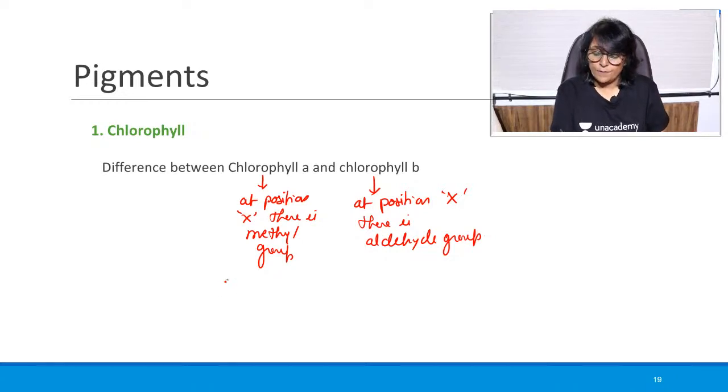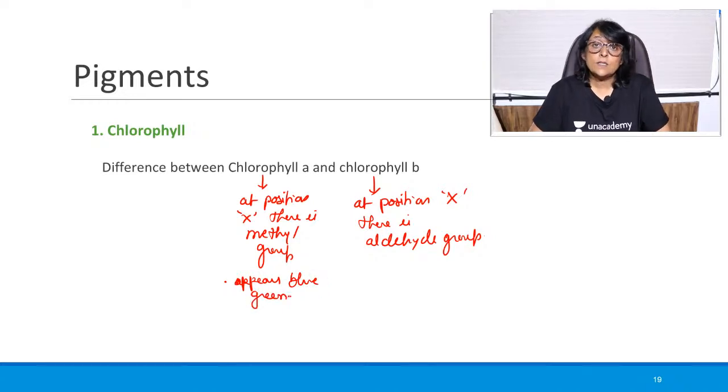Okay, let us write one more difference. Chlorophyll A appears blue-green. This is when you extract that particular chlorophyll. When we see a plant, there are so many pigments, and the color which is visible to us is actually the combination of all. But if you isolate a pigment, and how do we isolate? You have to take that leaf, it has to be dissolved in a particular kind of organic solvent, and then only you will be able to extract that specific pigment.